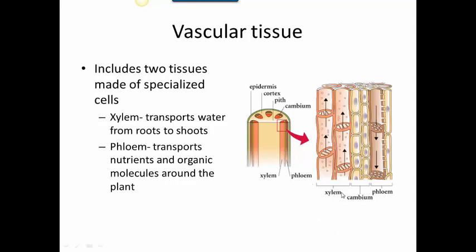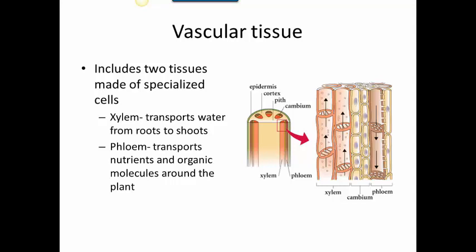So we see these xylem cells here. They're kind of like little straws. They're long cells that allow the plant to suck water up from the roots to the shoots. In this diagram, this would be a cross-section of a stem. We can see the xylem in the center of this little bundle, and then the phloem is on the outside of this bundle. Phloem is the vascular tissue that transports nutrients and organic molecules around the plant.